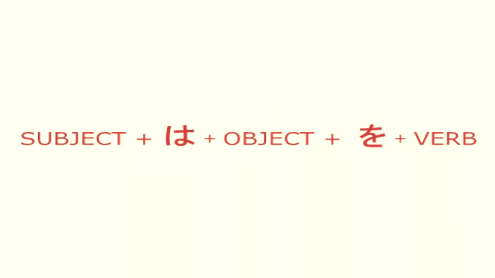Let's remember that after you have mentioned the subject once, you don't have to keep repeating the subject over and over again, like I did in my examples. The reason why I did it there was because I wanted to emphasize in this structure that I mentioned previously. Subject, wa, object, o, and then the verb.